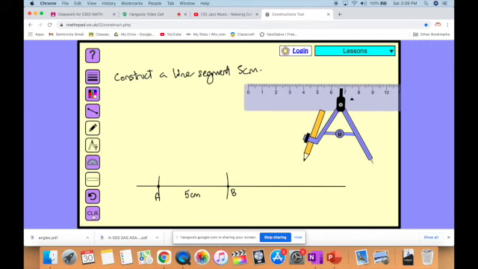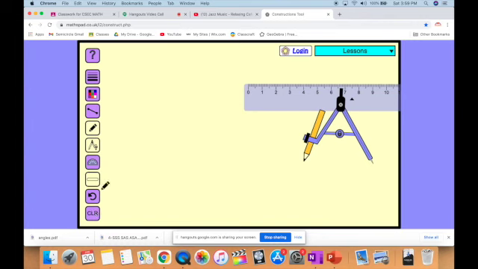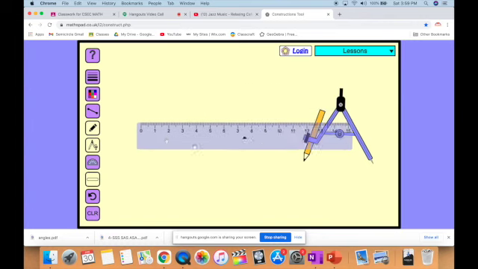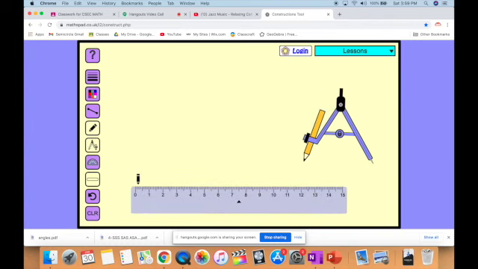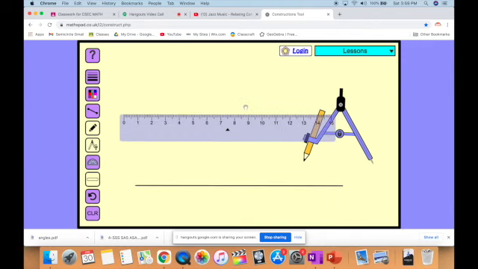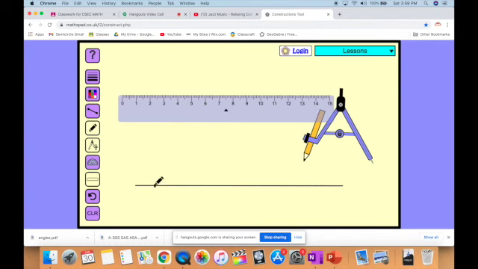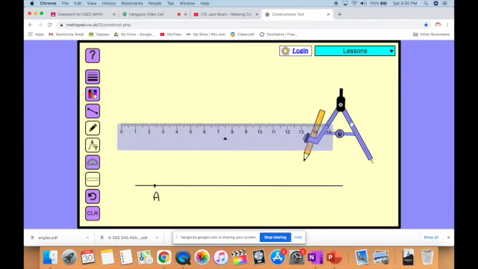All right, I'm going to do it one more time. Construct a line 5 centimeters. First, draw a long line. Mark a point A. Take your compass.